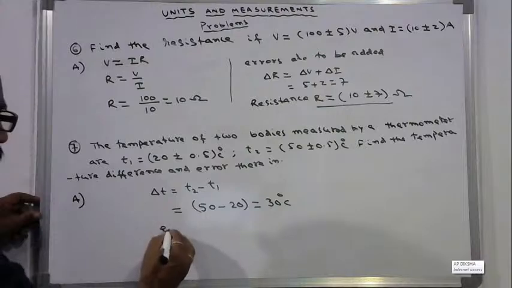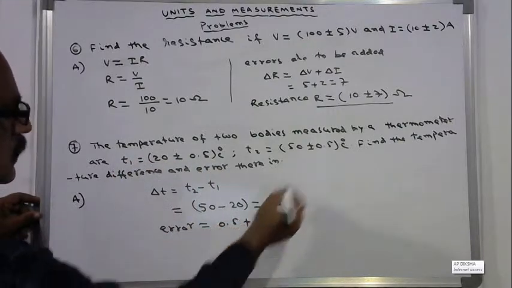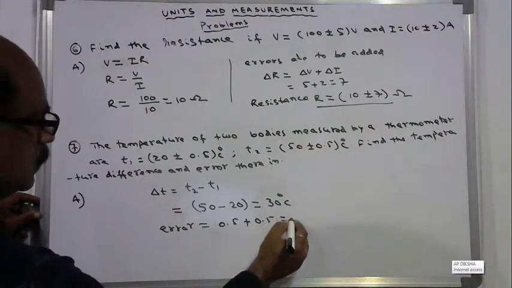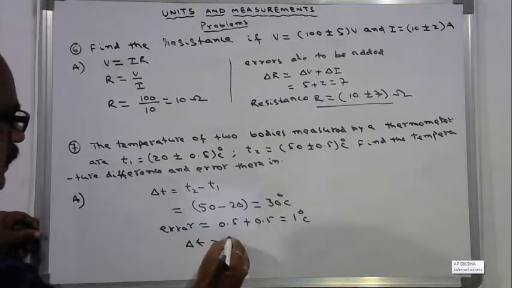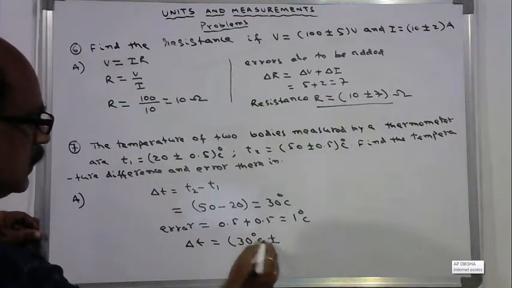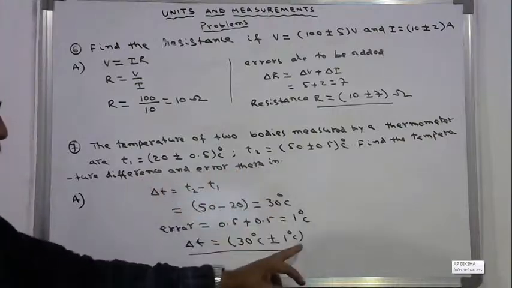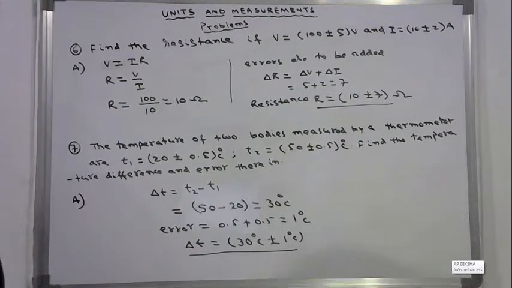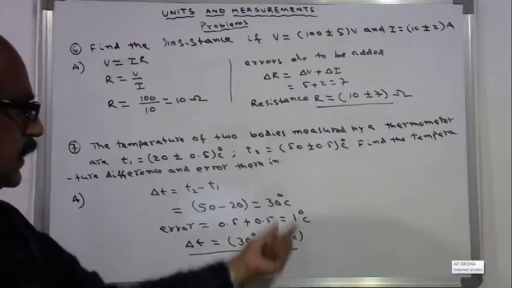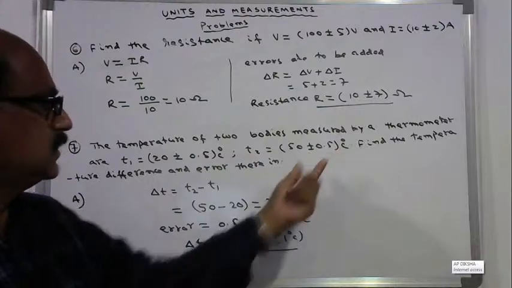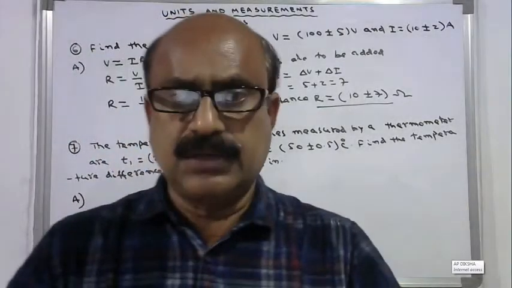But what about error? Errors are always to be added. The error due to T1 is 0.5 plus the error in the second one is 0.5, equal to 1 degree Celsius. So what is the temperature difference now? The total value is expressed as 30 degrees Celsius plus or minus 1 degree centigrade. So this is the temperature difference with the error represented. This is the main part in the difference of temperature, and this is the error. Errors are always to be added. The error in the first reading and the error in the second reading are to be added. Okay, this is how we can solve problems. Thank you.